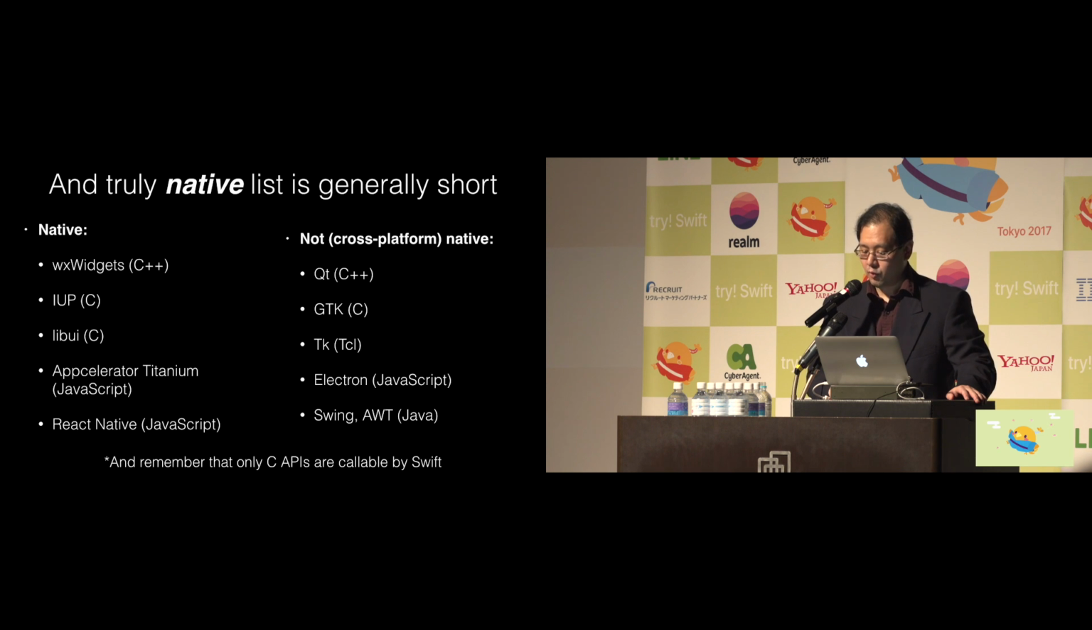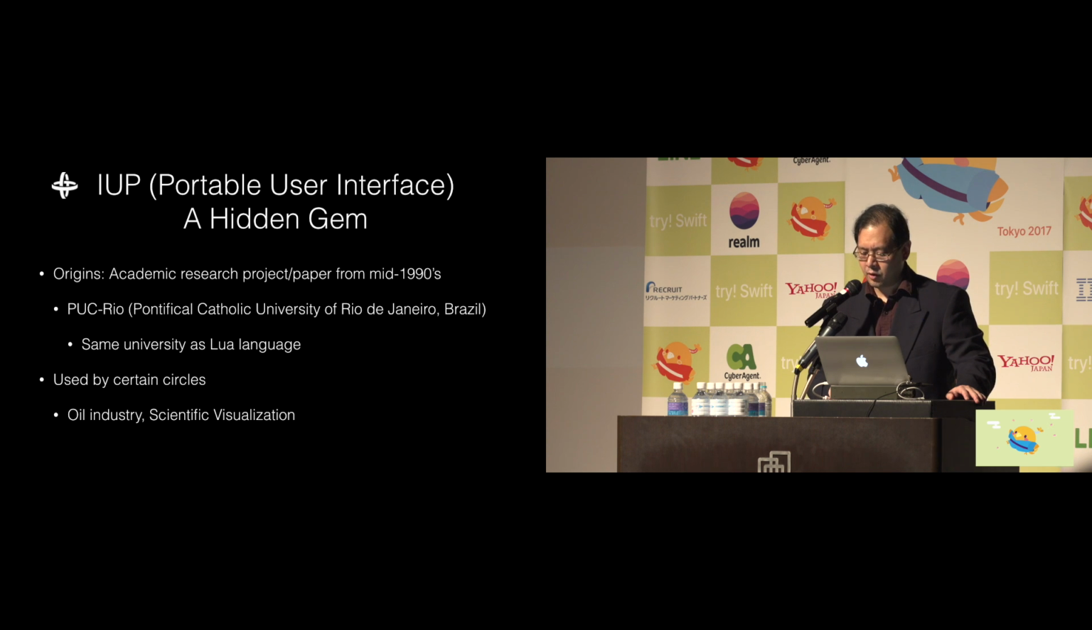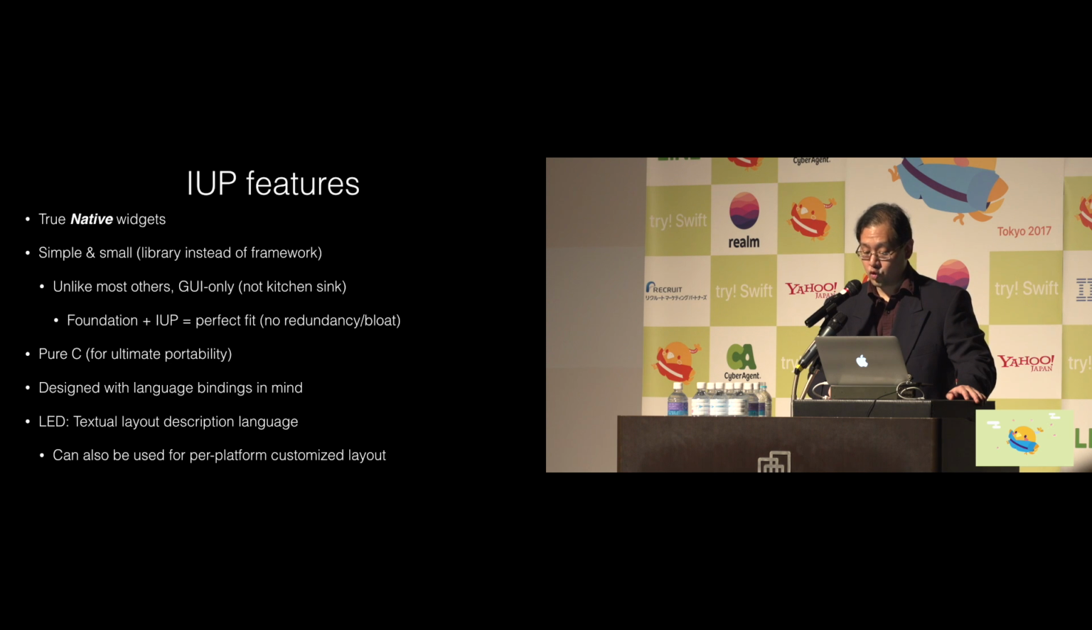If we look beyond Cocoa, we also see that there are very few actual native toolkits out there, and the ones that we can use with Swift are even fewer. But there is one I like called IUP, or YUP. It originated as a research project from the same university in Brazil that created the Lua language, but has since become a production quality library used in certain circles like the oil industry and scientific visualization. It uses true native widgets. It is also small and focused only on GUI. Most other libraries have become a massive kitchen sink, reinventing everything, and have tons of bloat.